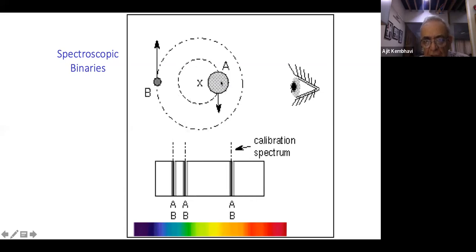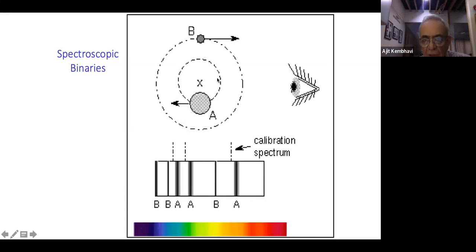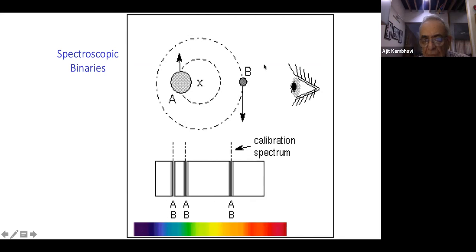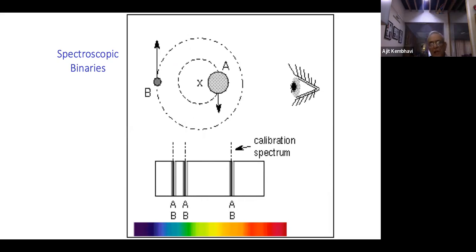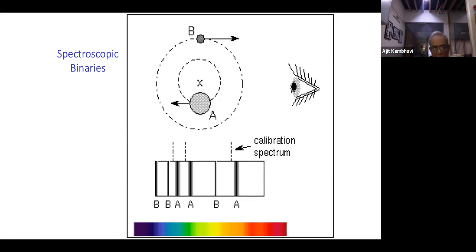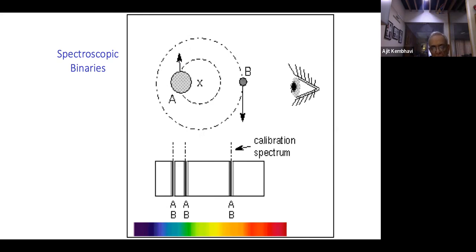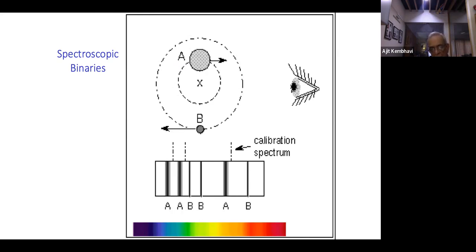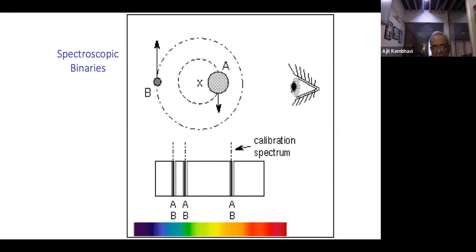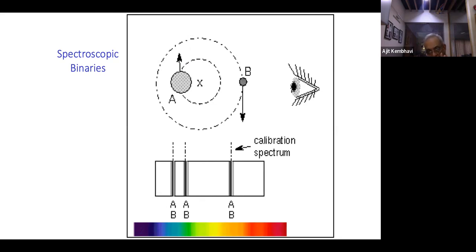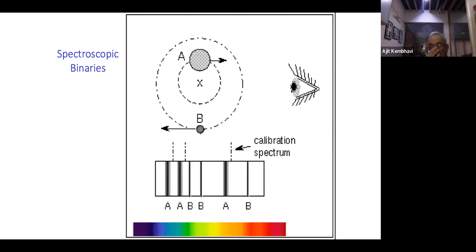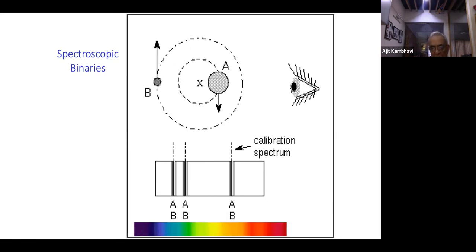In this configuration, both stars are moving perpendicular to the line of sight. In this configuration, B is moving towards us. In the next configuration, B is moving away from us. So when the star is moving towards you, all the wavelengths will get blue shifted because of the Doppler effect. When the star is moving away from you, the wavelengths get red shifted because of the Doppler effect. So if you look at the absorption lines, you will find that the wavelengths keep changing.